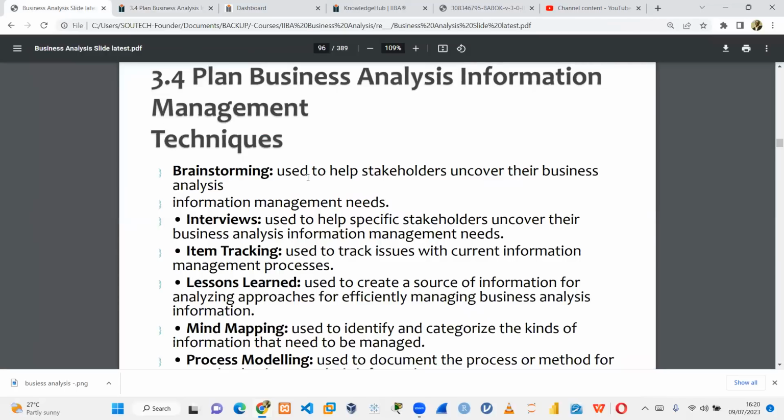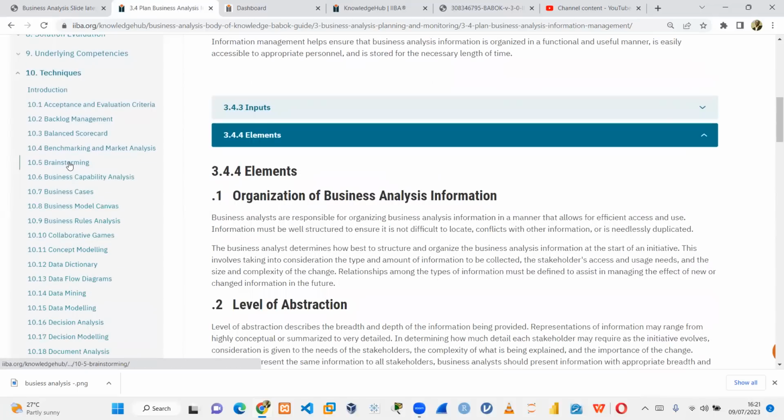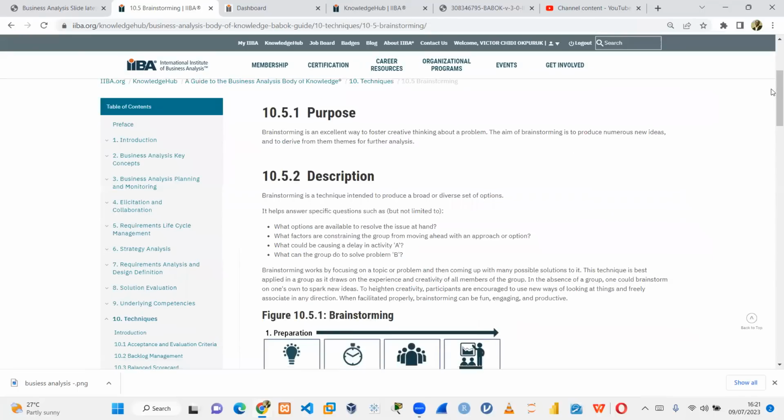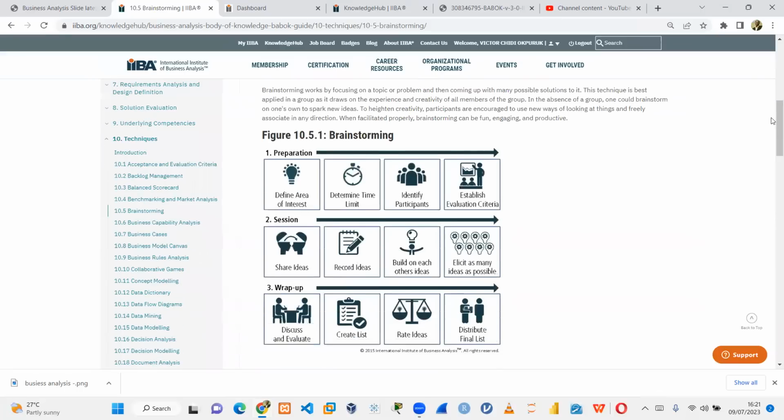So see, brainstorming is used to help stakeholders uncover their business analysis information management needs. If you go to brainstorming, for instance, as a technique, you're going to see the purpose of brainstorming, the description, and how it should be done. I think in the previous classes, we looked at brainstorming extensively.